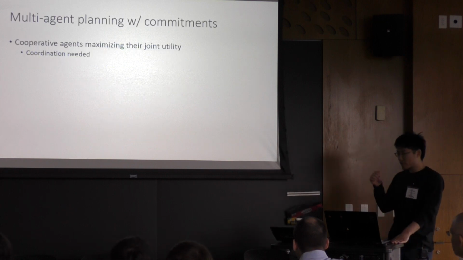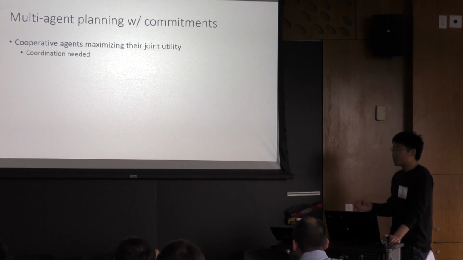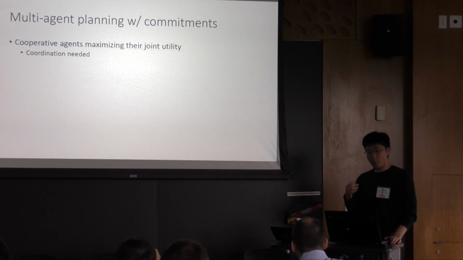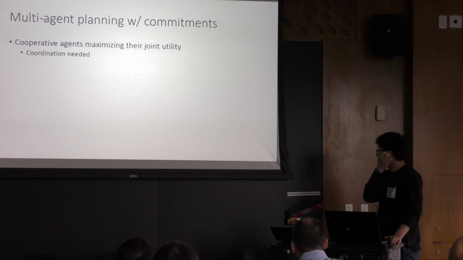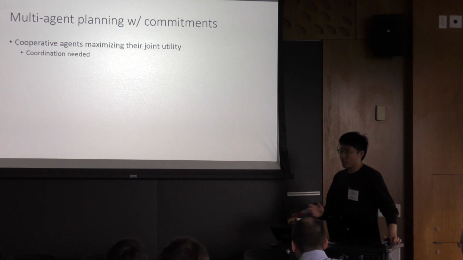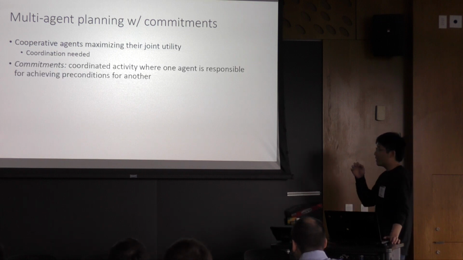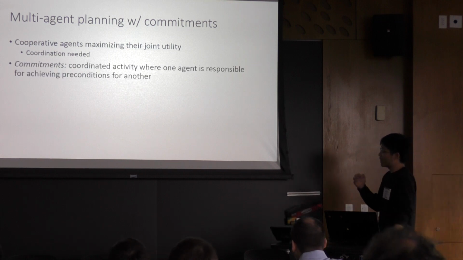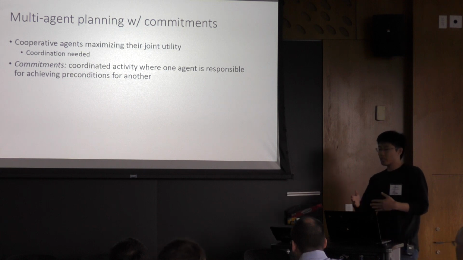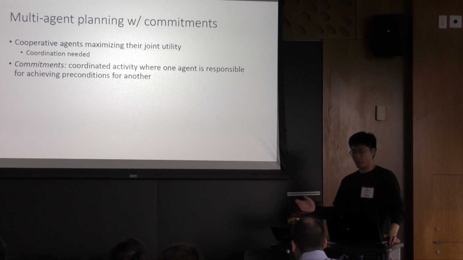We really concern ourselves with this kind of multi-agent planning problem, but with commitments. Suppose a set of cooperative agents maximizing their joint utility. In this problem, coordination is really needed for them to achieve success. And commitment is a kind of coordinate activity where one agent is responsible for achieving preconditions for another.